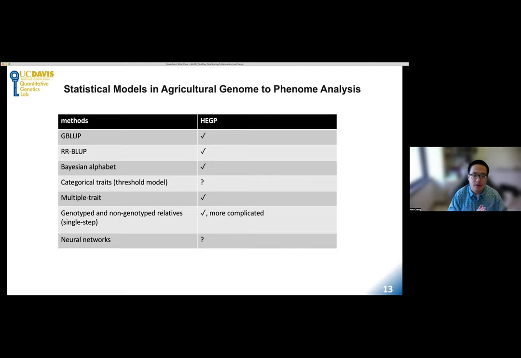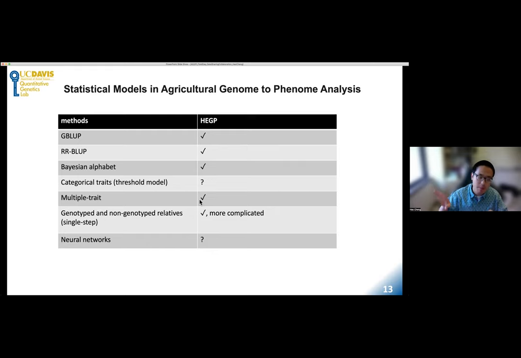Like I mentioned, because of the support of seed grants, we were able to demonstrate that the Bayesian variable selection method, single trait Bayes, works for this kind of homomorphic encryption using encrypted data. But there is still additional work we need to do. For example, we have demonstrated it works for GBLUP, RR-BLUP, and the Bayesian alphabet, but we need to study whether it works for a categorical trait using a threshold model, and whether multiple traits work.